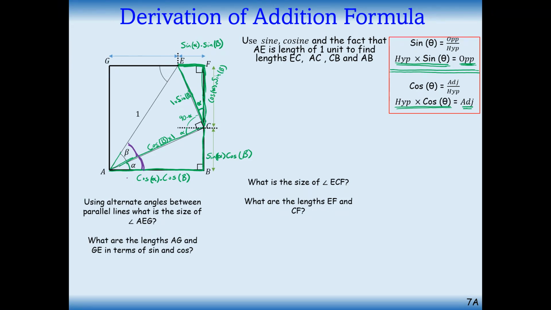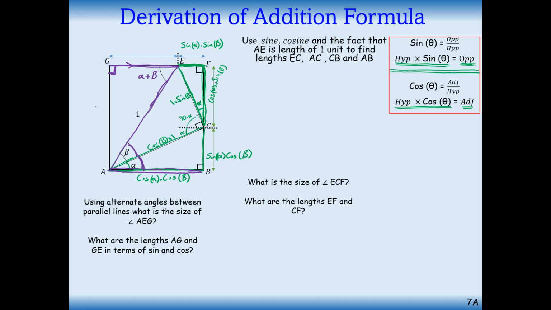Now, the bottom of this rectangle and the top of the rectangle, these two parallel lines, tell us that there is an alternate angle here, and this angle GEA is simply alpha plus beta. Okay, so this right angle triangle AGE has angle alpha plus beta there, and its hypotenuse is also 1.